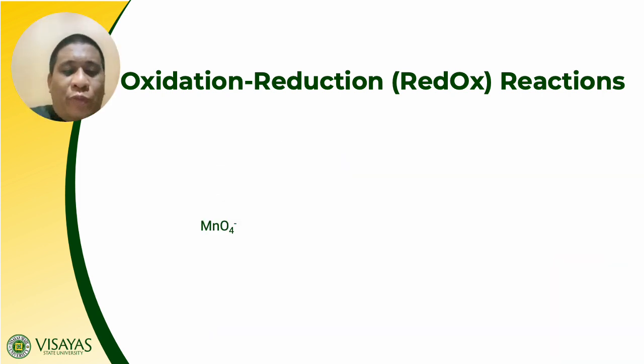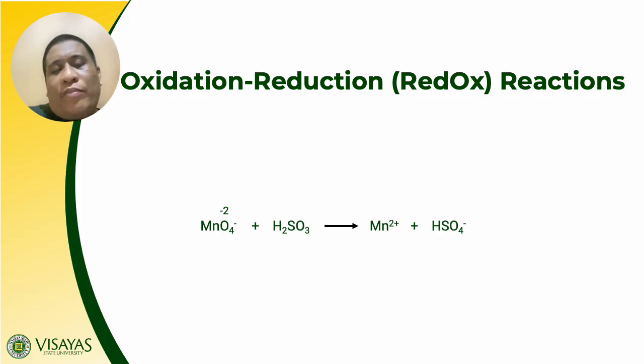Okay, for another example, we have here permanganate ion, MnO4 negative, and sulfurous acid, H2SO3, that would yield manganese 2 plus and bisulfate ion. So, again, we can identify the oxidation numbers of each of the elements. We can start off with oxygen in permanganate ion, which you know is negative 2. There are 4 oxygens in permanganate ion, so that would equate to negative 8. Negative 2 times 4 is negative 8. Since the overall charge of the ion is negative 1, therefore manganese here is plus 7.